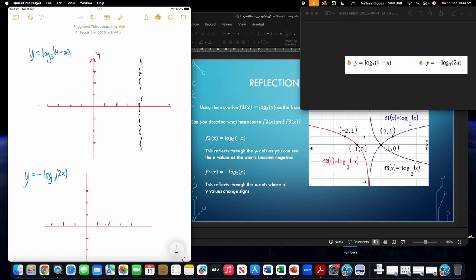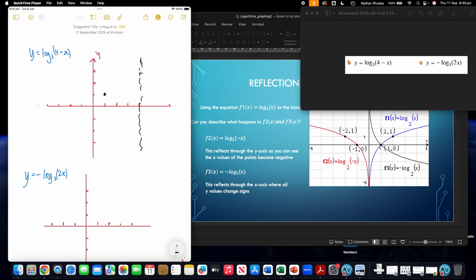You can just substitute points in. So for example, if I put 4 in, that's going to be 0, so we know it's non-existent because that's where the asymptote is. If I put in something like 1, so if x is 1, then I've got 4 minus 1, which is 3. Log base 3 of 3 is 1. So we know that when x is 1, y is going to be 1.